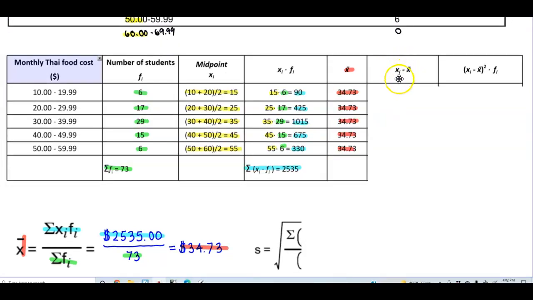Now the next column we want to do is take the midpoint and subtract the sample mean. And then in the last column, we're going to take that value, square it, and then multiply it by the frequency. So let's go ahead and do that.